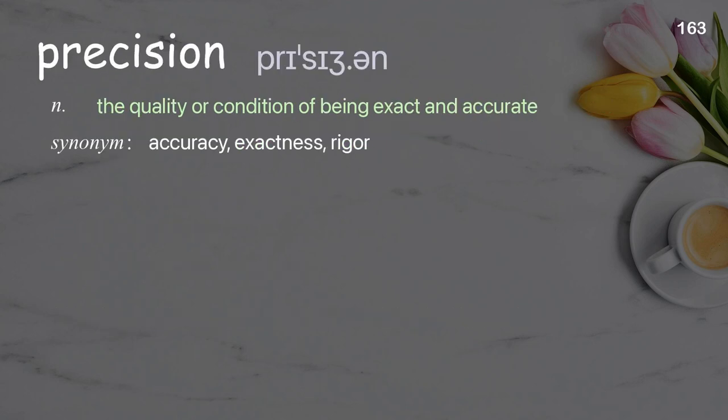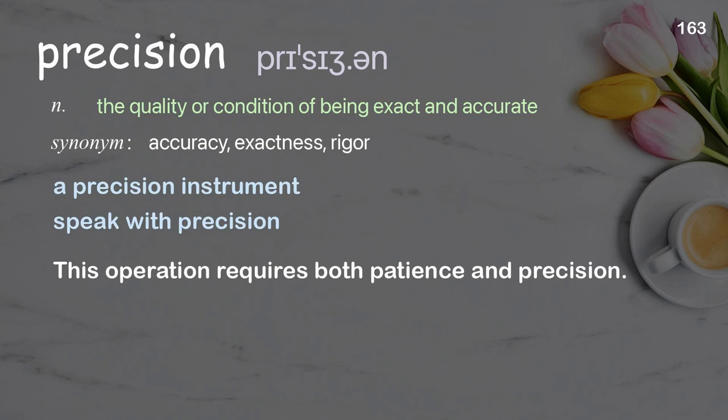Precision. The quality or condition of being exact and accurate. Examples: a precision instrument, speak with precision. This operation requires both patience and precision.